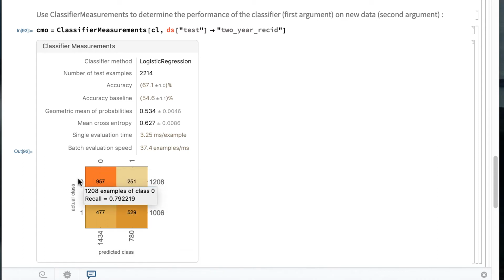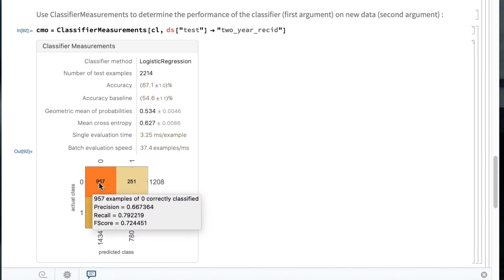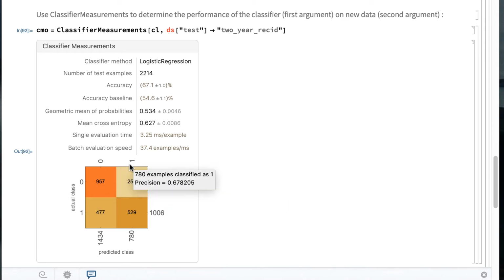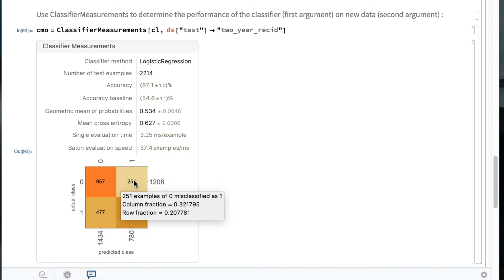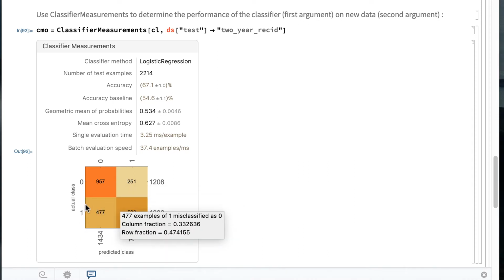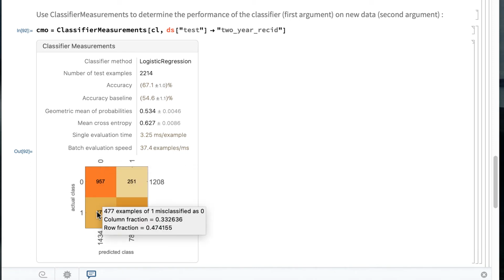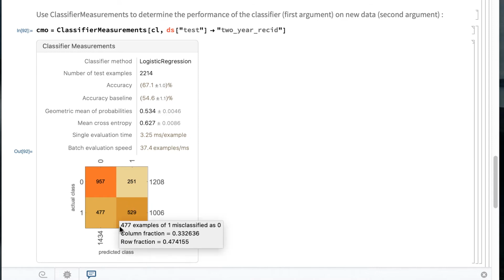Of those who did not in fact recidivate, we predicted 957 of the 1,208 would not, and these ones we got wrong. We said these people would recidivate when in fact they did not. We also got these people wrong. We said that these people would not recidivate when in fact they did. And we got these people correct. We said that they would recidivate, and they did. We'll take a look at the confusion matrix in more detail later in the course.